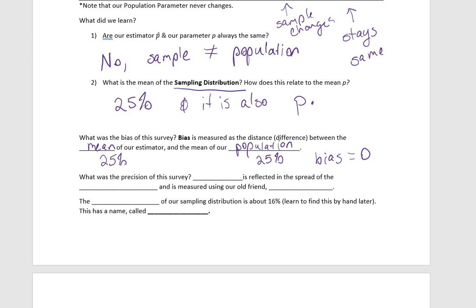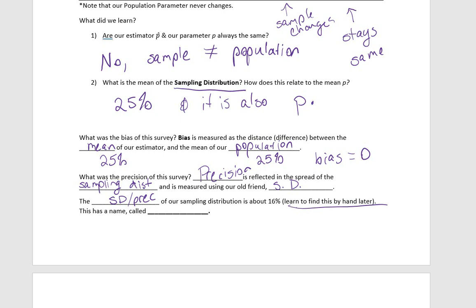The precision of a survey, okay, so how we measure precision, is reflected in the spread of the sampling distribution. And we measure it using our old friend standard deviation. Okay, so in this case, the standard deviation, or the precision of the sampling distribution, is about 16%. We're going to learn how to find this later by hand. It's actually much easier than finding the standard deviation. And it has a special name.